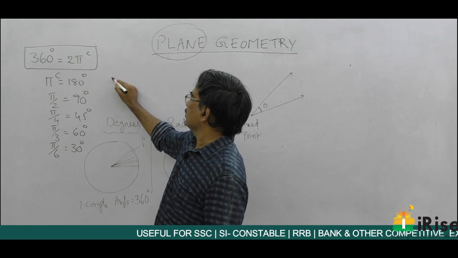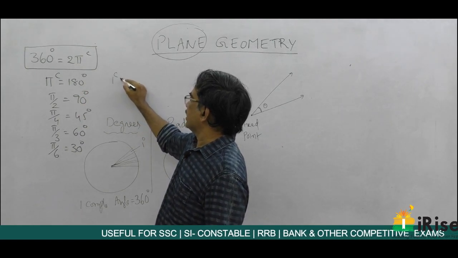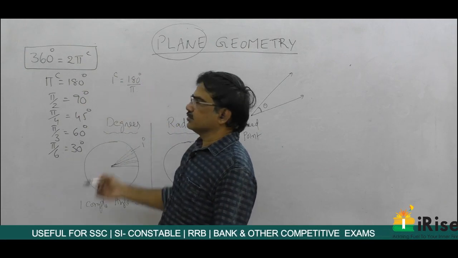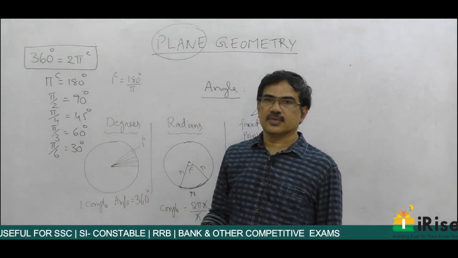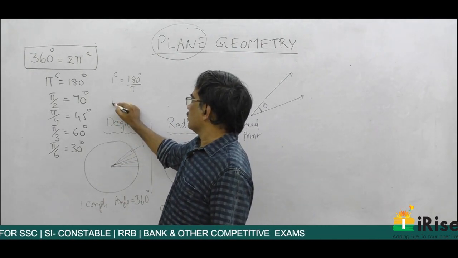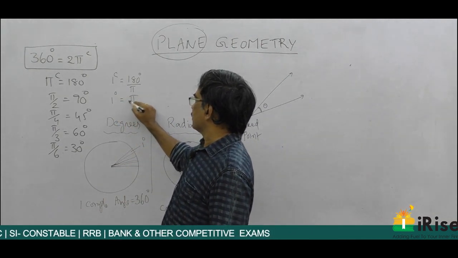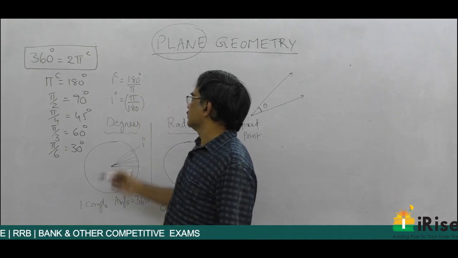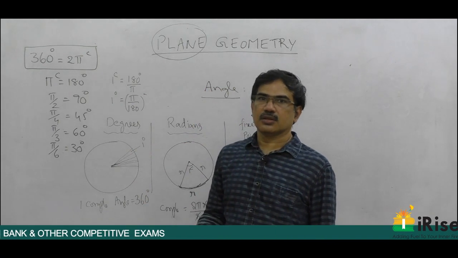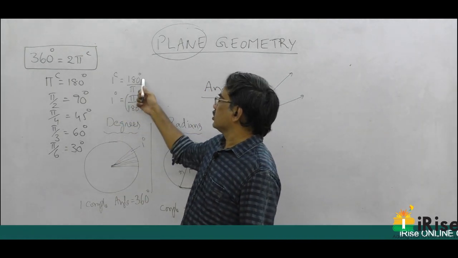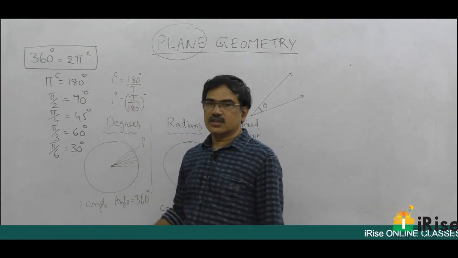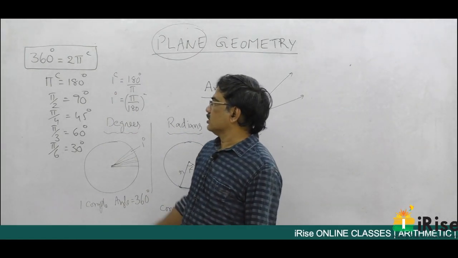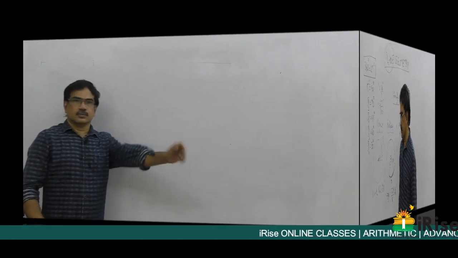Here, what is 1 radian? 1 radian is equal to 180 by pi degrees. What is 1 degree in terms of radians? Pi by 180. So, radians in terms of degrees, and degrees in terms of radians. So, this is about angle.